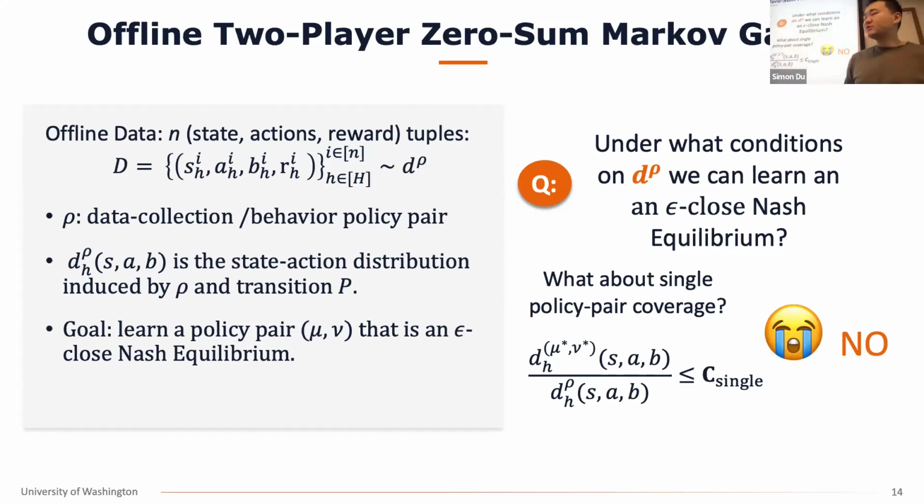This natural generalization from a single agent is not enough to learn a Nash equilibrium even in the simple 2-player zero-sum game. There's a question in the chat: are we assuming Markovian policies? Yes, throughout my talk we assume Markovian policies. And actually for this setting, you can show that the optimal policy is Markovian because we are considering Markov games, and there's no partial observability.